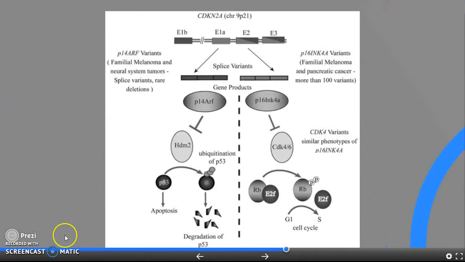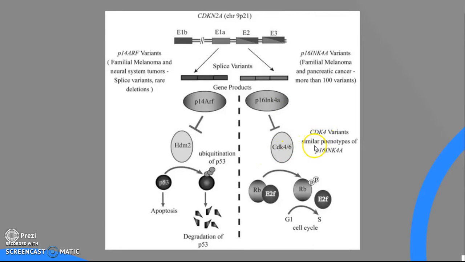To do this, P16 binds to 2 other proteins, CDK4 and CDK6. These 2 proteins would usually stimulate the cell to continue through the cell cycle progression, allowing the cell to divide. However, when bound to P16, the 2 CDK proteins are blocked, thus unable to complete cell division.